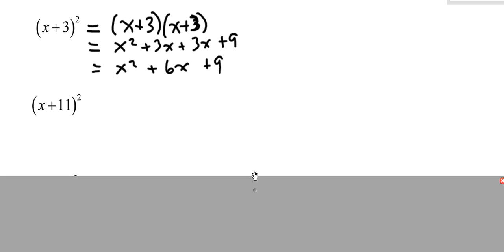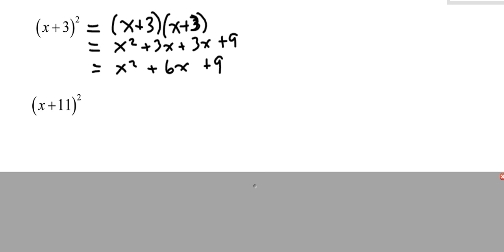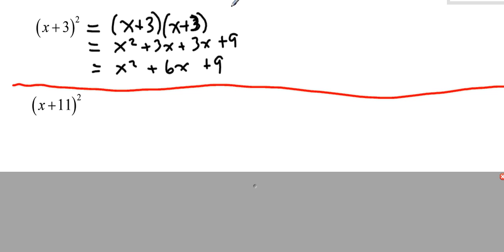So I expanded this binomial and I got this trinomial. Let's do it again. Only this time we'll use the method that, if you're one of my students, you're probably more familiar with, because I like to do things mentally and I like to take shortcuts. When I square a binomial, I square the first, double the product, and square the last. You've heard me say that over and over again: square the first, double the product, square the last.